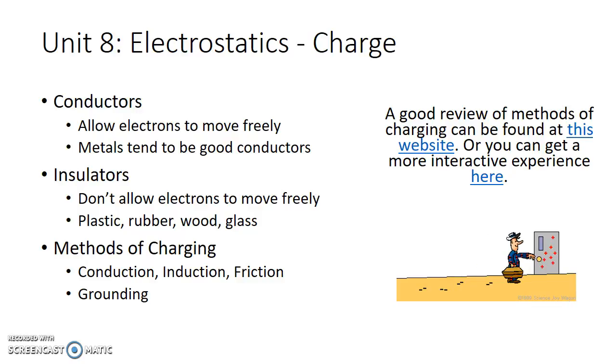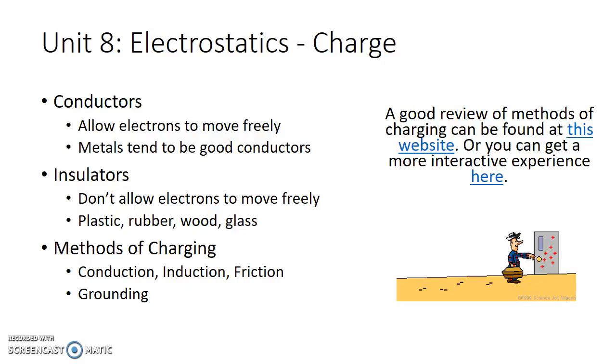So remember, there are conductors and insulators. Conductors allow electrons to move freely. Metals tend to be good conductors. You also have insulators, which don't allow electrons to move freely, and some examples are plastic, rubber, wood, and glass. Methods of charging: conduction, induction, friction, and grounding.